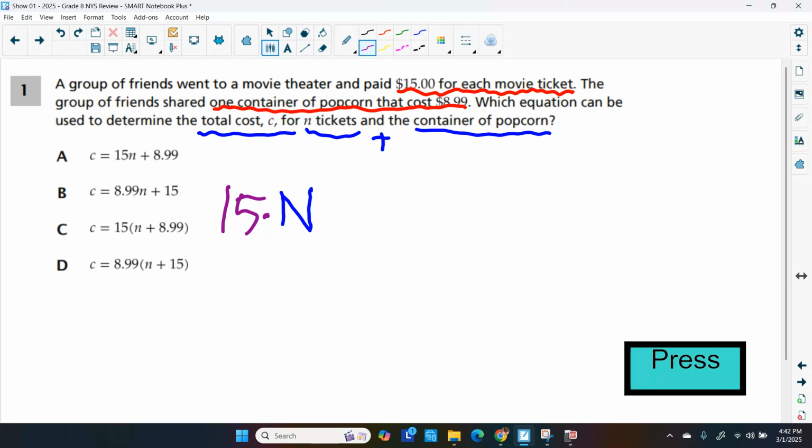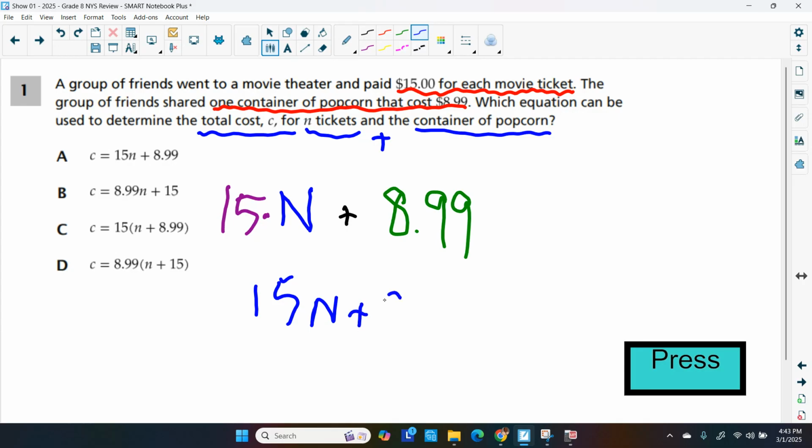Now it says there was popcorn involved, so they shared it. How much was the popcorn, Dr. Rob? $8.99. So that's in addition to the cost of the tickets. So if the tickets cost $15 per person, we would multiply 15 times N, and the cost of the popcorn, which is $8.99. So I pretty much have a nice equation that I wrote. I can put the 15 next to the N variable because a number next to a letter means multiply.